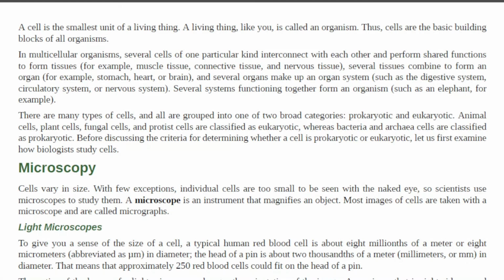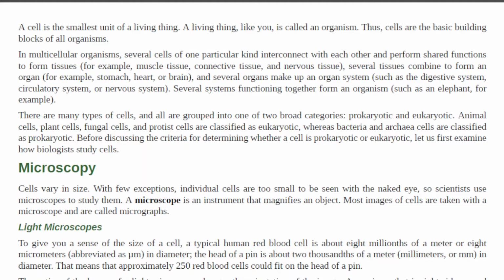A cell is the smallest unit of a living thing. A living thing, like you, is called an organism. Thus, cells are the basic building blocks of all organisms. In multicellular organisms, several cells of one particular kind interconnect with each other and perform shared functions to form tissues, for example, muscle tissue, connective tissue, and nervous tissue.